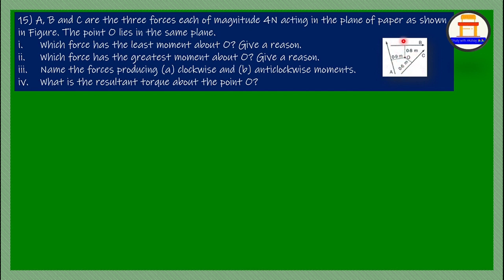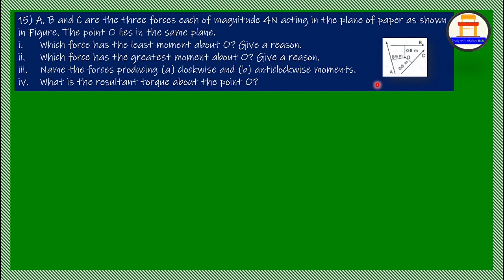This is C, this is B, this is A, right? So if A and B move in a clockwise direction, then the moment of force is known as clockwise moment, and this clockwise moment will be taken negative. And then C produces anti-clockwise moments. Why? Upon the application of force, the body turns in an anti-clockwise direction, and hence the moment of force is called anti-clockwise moment, which will be taken as positive.